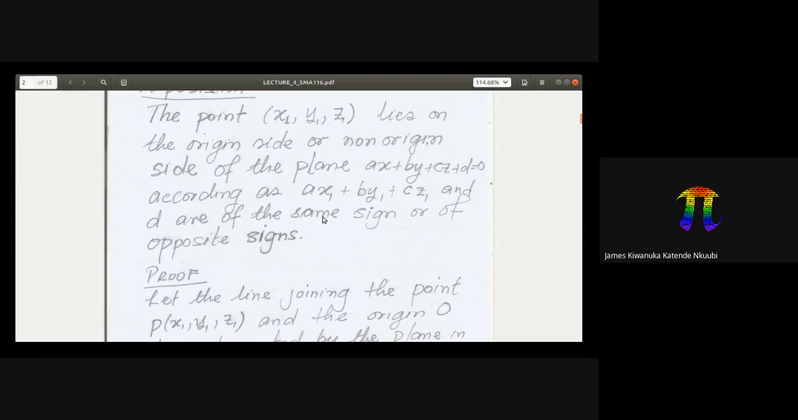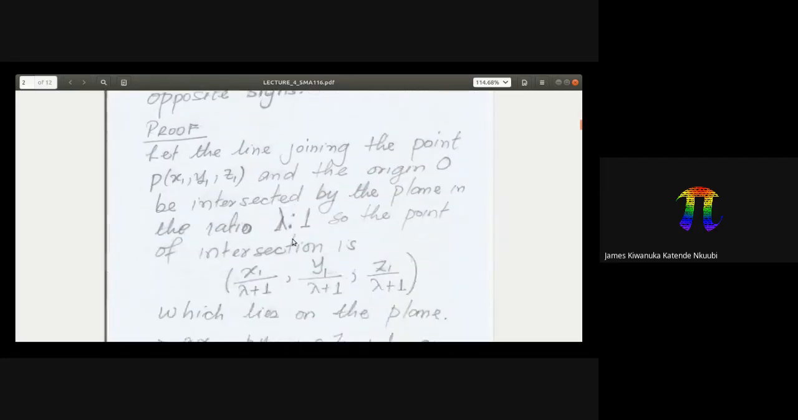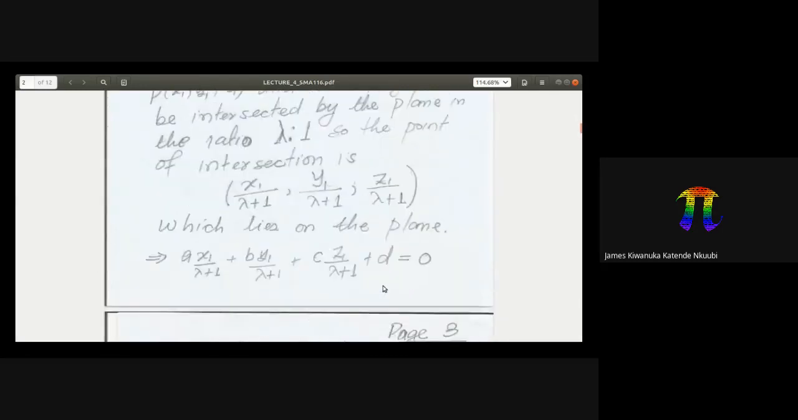So the point is, if you pick any point outside the plane, how do we tell which side it's on? Is it on the origin side or the non-origin side? And I think I'll let you read this as an exercise. But eventually, this is what you come up with.